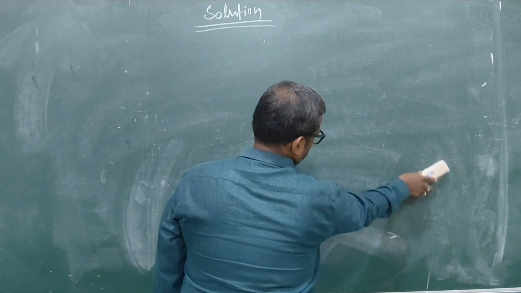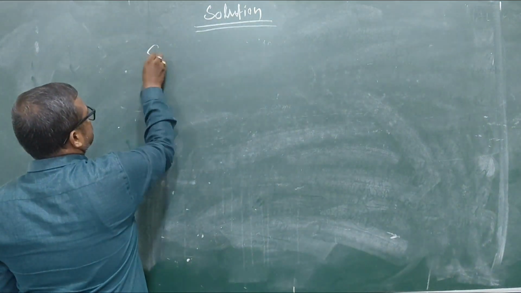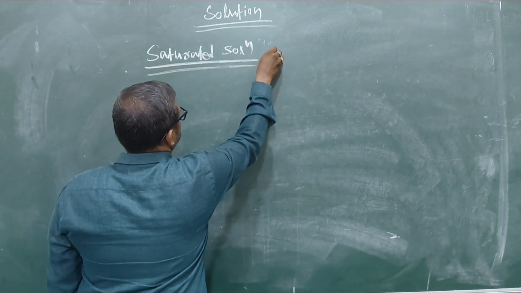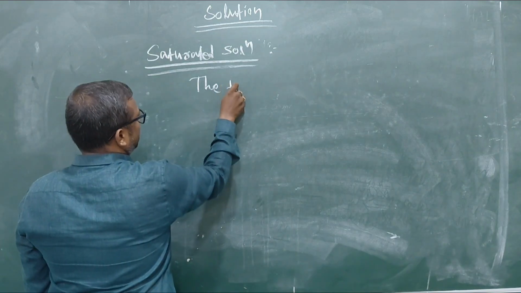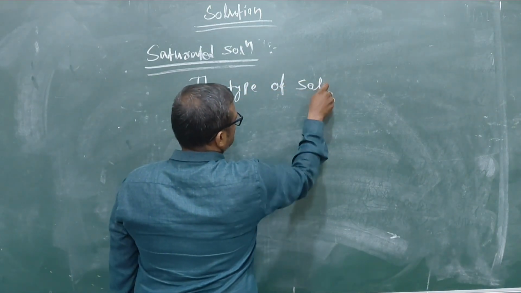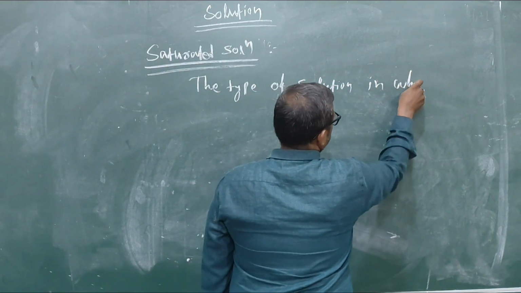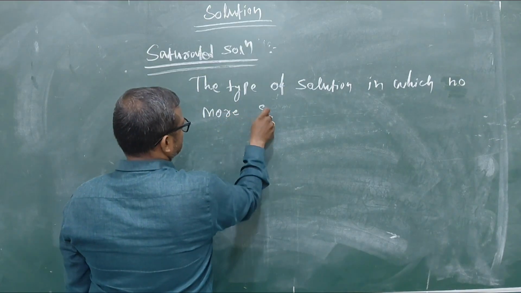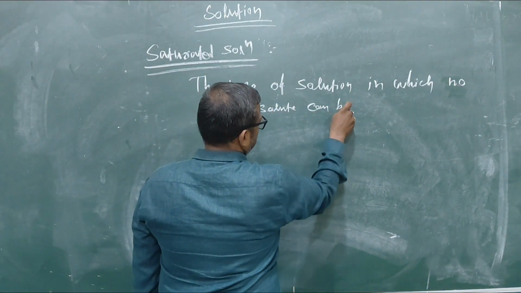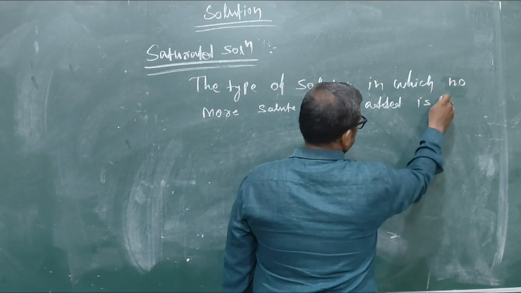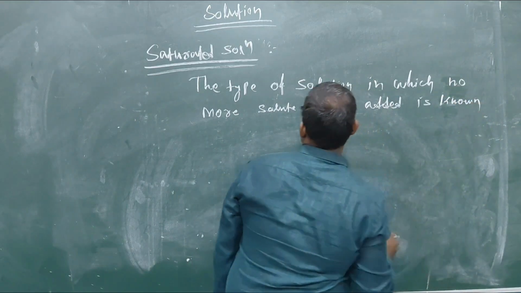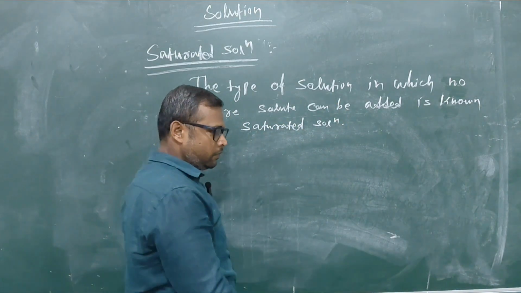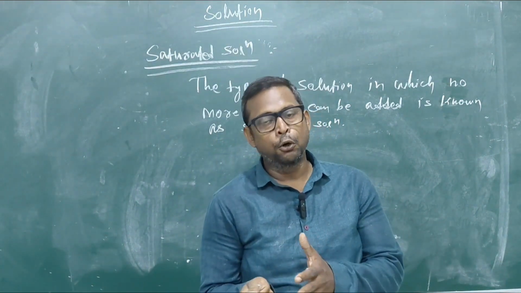Saturated solution कौन? Saturated solution: the type of solution in which no more solute can be added is known as saturated solution. जैसे हमारा ऑर्गेनिक में है, if alkane is there, no more hydrogen can be added.